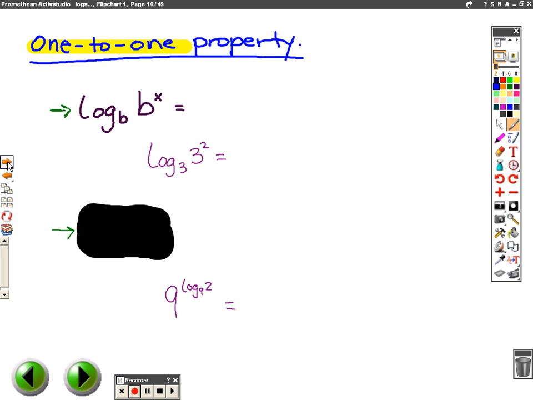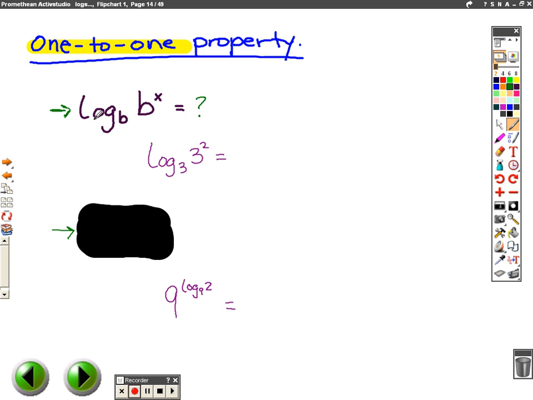Okay, so there's this one-to-one property. It's a really useful property that you're going to love because it's going to make your life easy. But it looks confusing at first, so we need to figure out what it all means. This one-to-one property, if we say log base b of b to the x. Ooh, there's lots of b's. Okay, this is in log form. If I want to change this into exponential form, let's try it. We're just going to put a question mark because we're not sure what it equals.